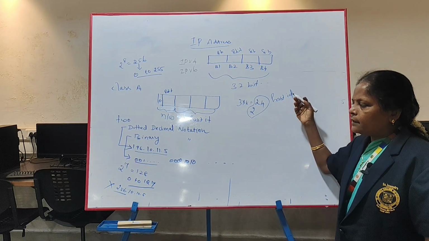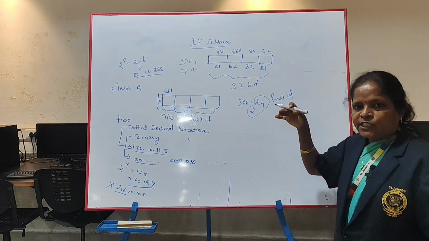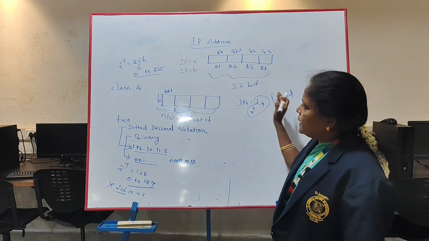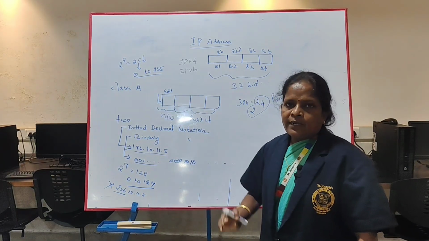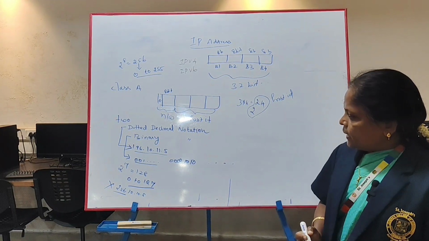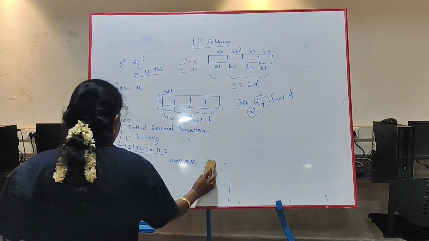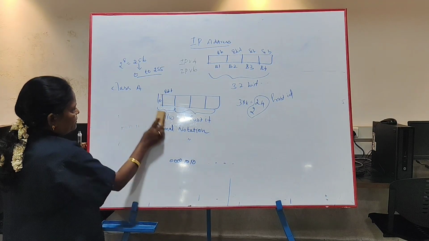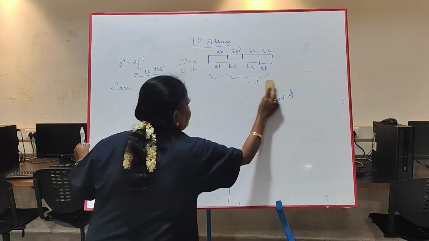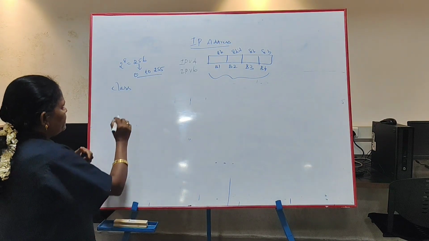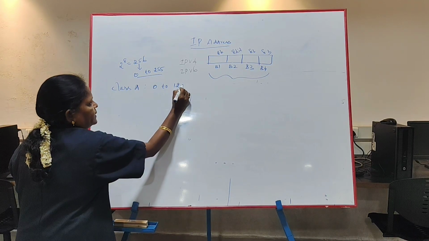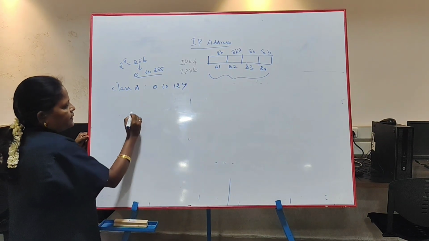Based on the top level organization, the organization may have n number of employees, a huge number of employees. In this case the organization will go for what? Class A. So this is called class A. The next will be class B. The range for class A is 0 to 127.